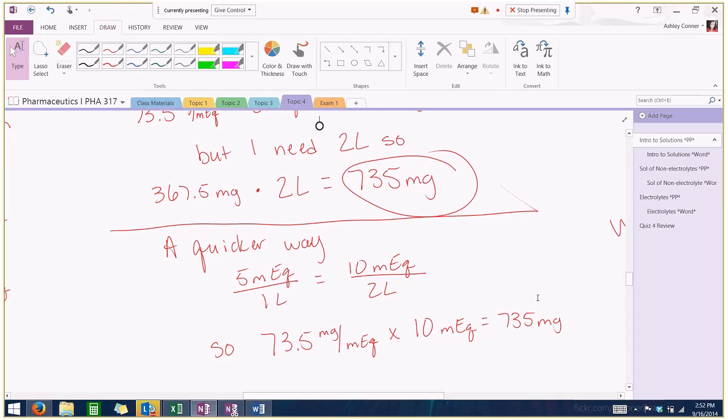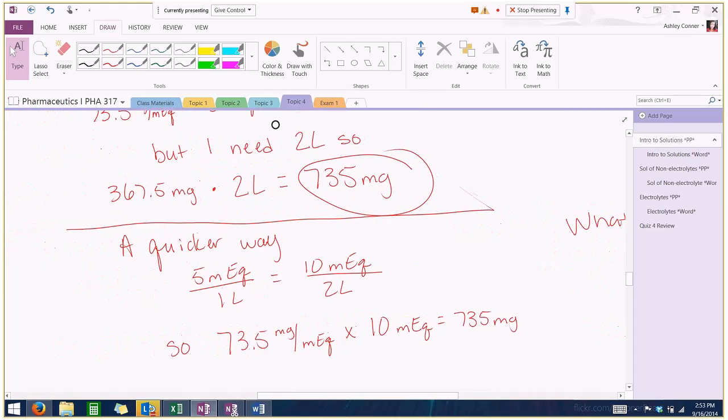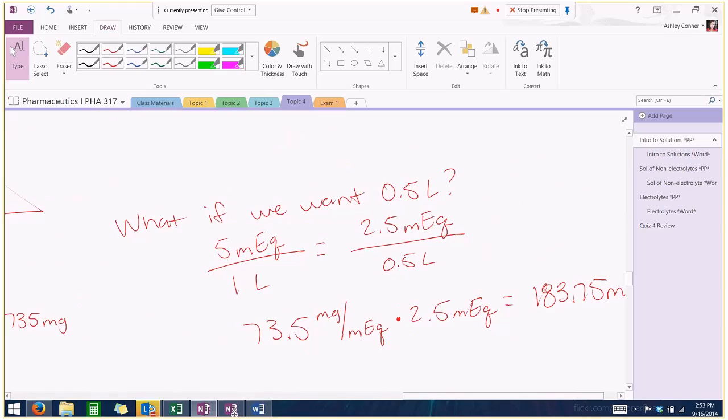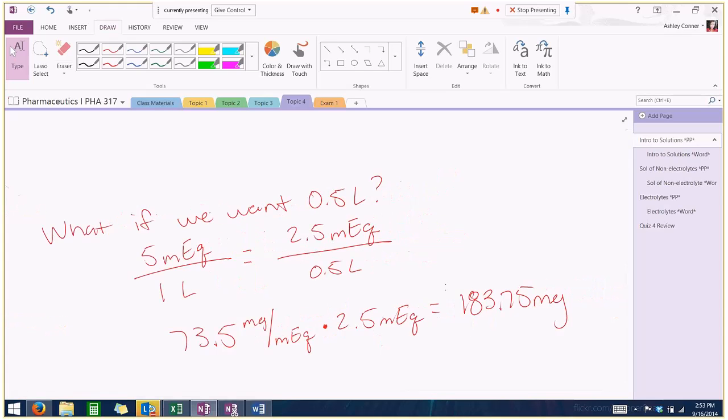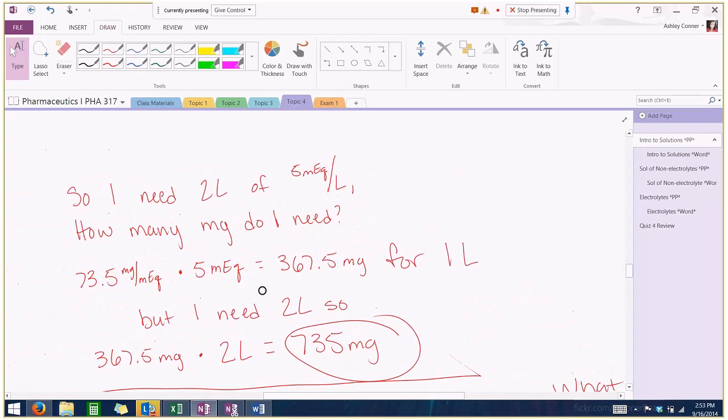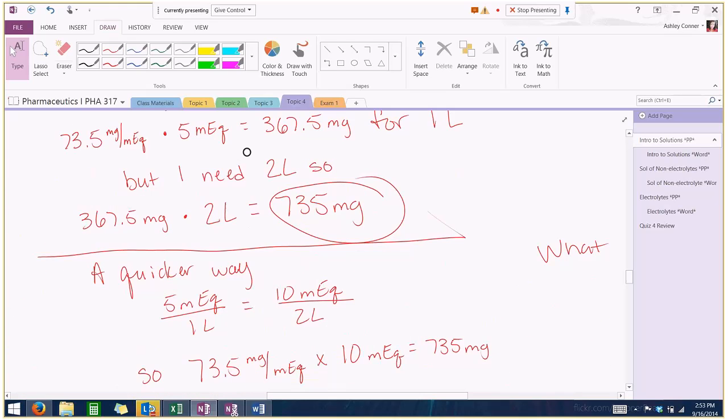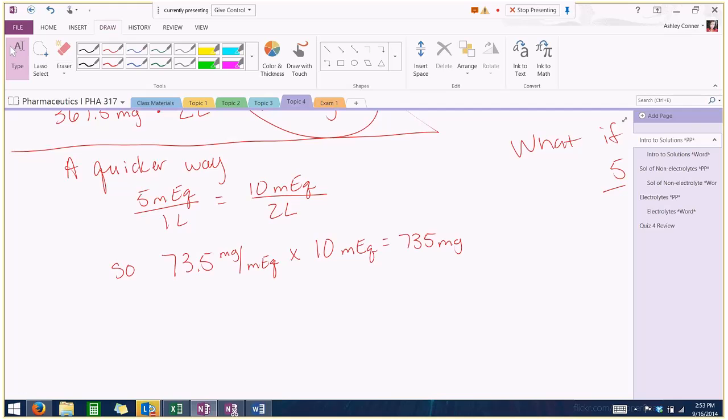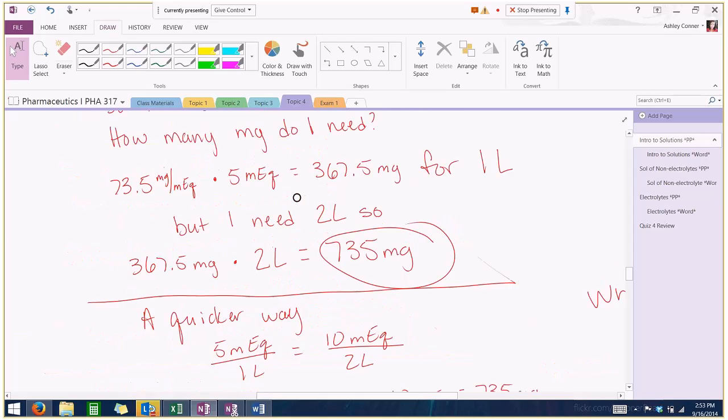He gave us another example. Well, he said, what if I just wanted half a liter? I could do that using my quicker way also. If I knew that I had 5 milliequivalents per 1 liter and I needed half of that, then I could just divide both of these by 2 and I get 2.5 and 0.5. So then I would multiply my 73.5 by 2.5 and it would give me my answer. If you guys prefer his way better, I can work with somebody on that. Otherwise, I think this is a little bit faster than multiplying it twice.